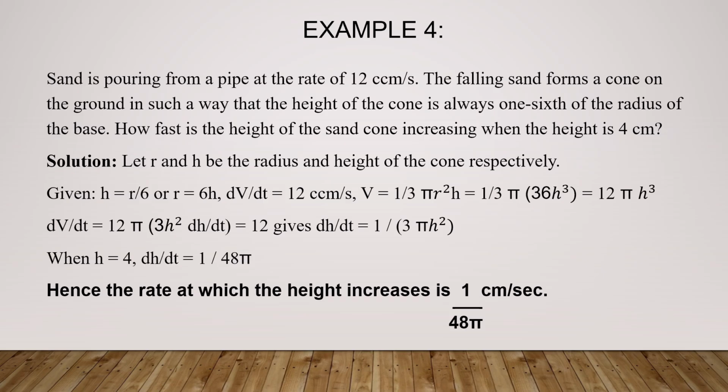Sand is pouring from a pipe at the rate of 12 cubic centimeter per second. The falling sand forms a cone on the ground in such a way that the height of the cone is always 1/6 of the radius of the base. How fast is the height of the sand cone increasing when the height is 4 centimeters?